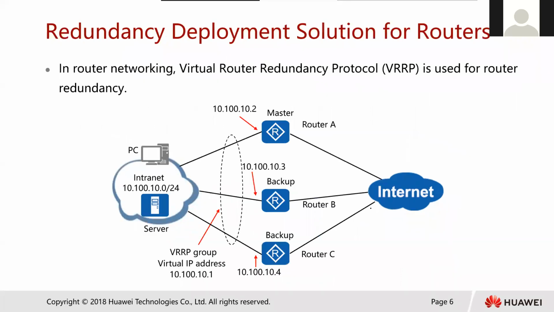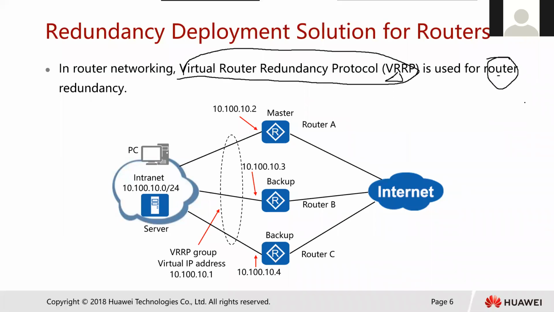To lead to our main topic of today, firstly we need to know one protocol. We call it VRRP. The whole name is the Virtual Router Redundancy Protocol. VRRP is used for router redundancy, just for routers. So this is a scenario.